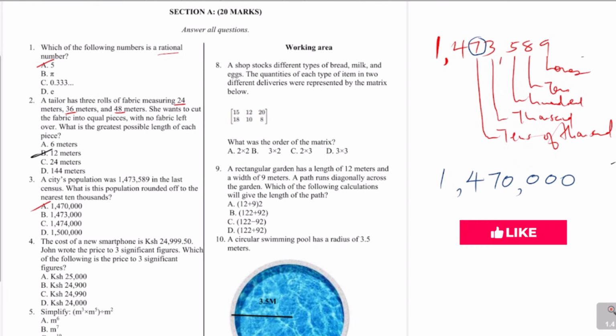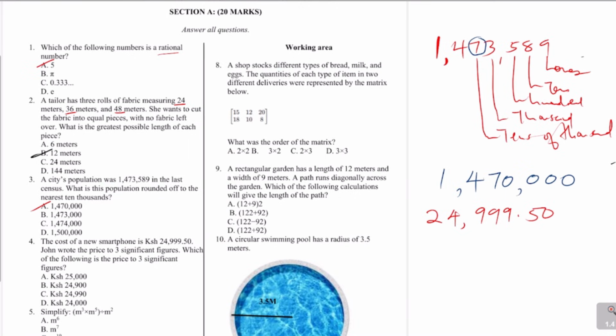We go to question 4. The cost of a new smartphone is 24,999.50. John wrote the price to 3 significant figures. Which of the following is the price to 3 significant figures? So you are supposed to write 24,999.50 correct to 3 significant figures.